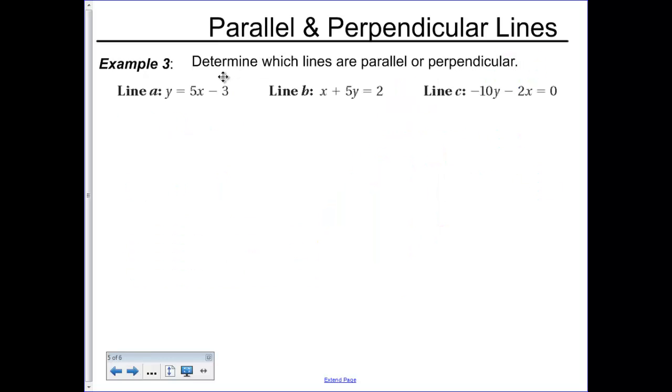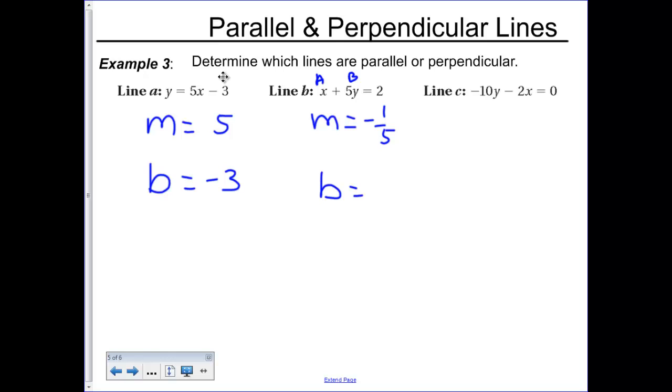Example number 3. Determine which lines are parallel or perpendicular, and possibly neither. So we've got 3 lines here. I'm going to identify the slope of this first one. Slope is 5, and the y-intercept is -3. So I want to find out what the slope and the y-intercept of the next 2 lines are. The slope of this line here, this is in standard form, is going to be the opposite of the a value over the b value. So the opposite of a over b is going to be negative 1/5. And the y-intercept is going to be the c value over b, so 2/5. That way I don't have to rewrite the entire equation.